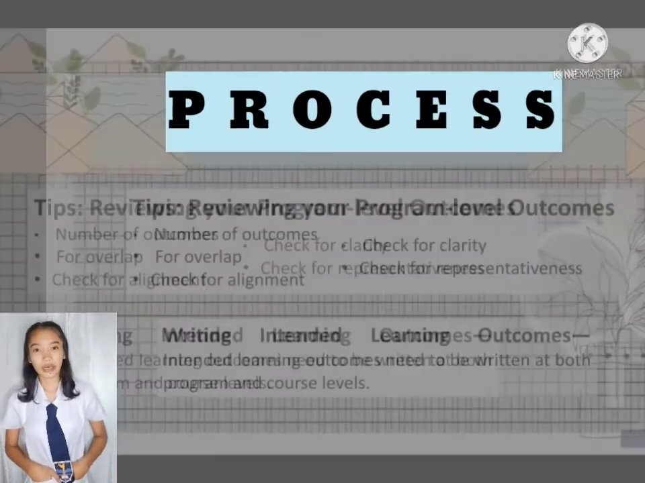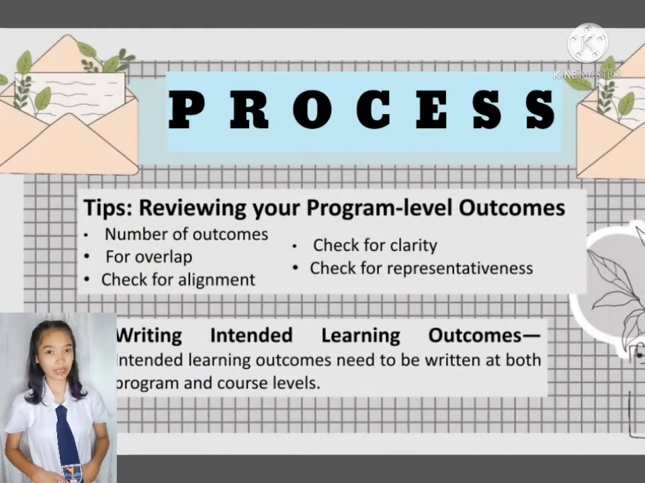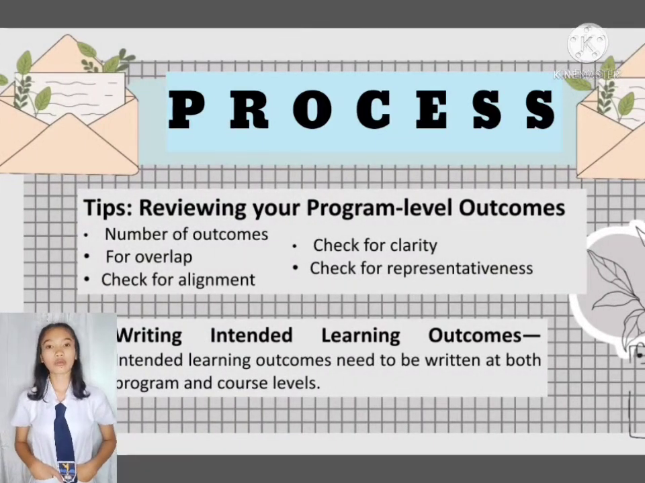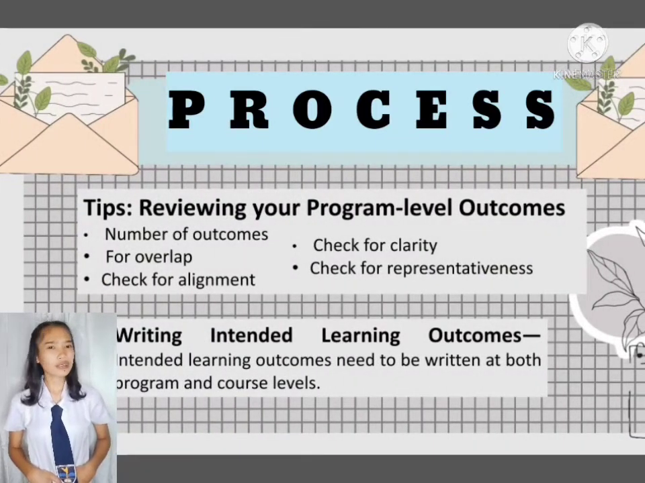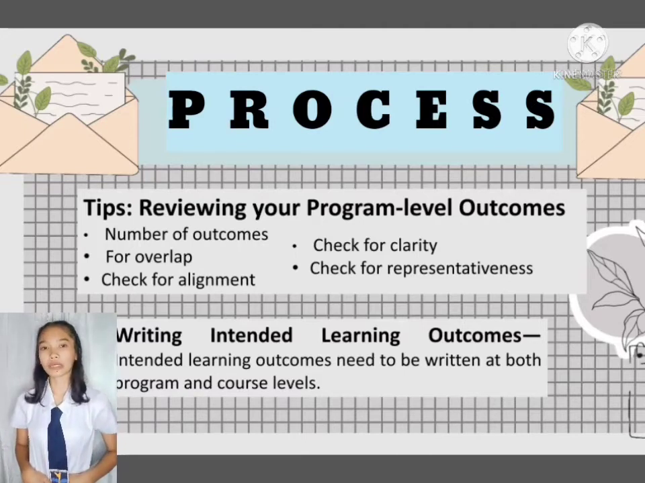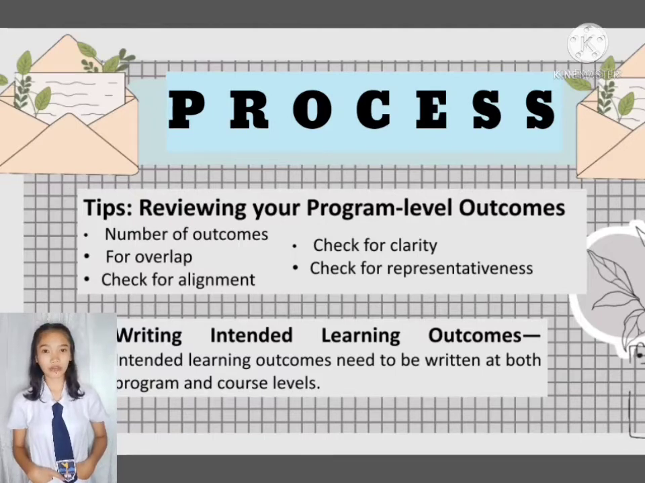Next to talk about is reviewing your program level outcomes. This deals with the number of outcomes. It is to keep the number manageable. 10 to 20 outcomes are probably the acceptable range. Address intermediate outcomes at a year or course level. Check for overlap so that outcomes are easily differentiable from each other. This is particularly important if you are going to map your curriculum.